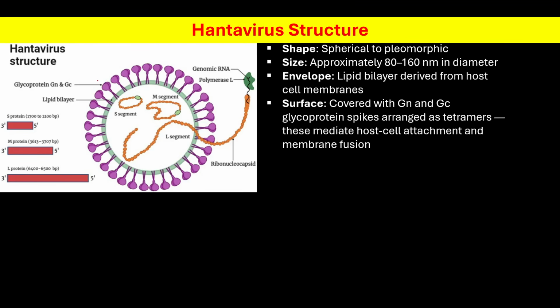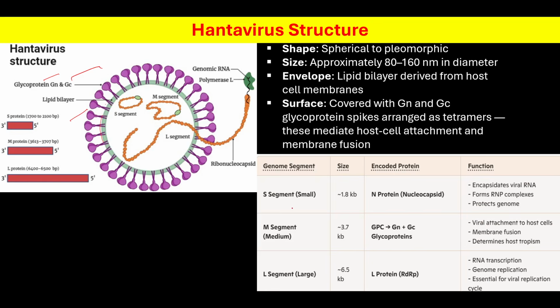The shape of hantavirus is spherical, as shown here. The size is approximately 80 to 160 nanometers in diameter. It has an envelope, and this envelope is a lipid bilayer from the host cell membrane. The surface of the virus is covered with the glycoproteins Gn and Gc. These Gn and Gc glycoproteins are arranged as tetramers, and they mediate host cell attachment and membrane fusion. The genome of hantavirus is divided into three segments: S segment, M segment, and L segment.